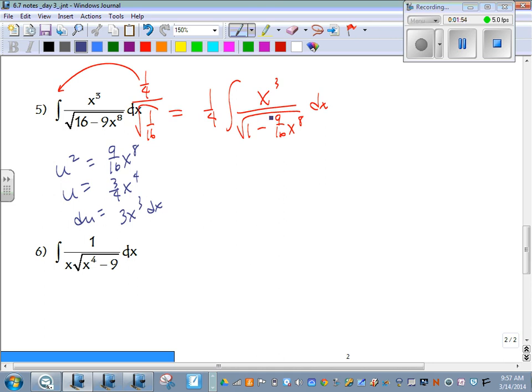So we need to get our du set up in here. We have the x cubed and the dx. We need to put the 3 in there, so we're going to multiply the inside by 3, outside by 1/3. Now all of this becomes our du, so we're just left with 1 on top, over square root of 1 minus u squared du.